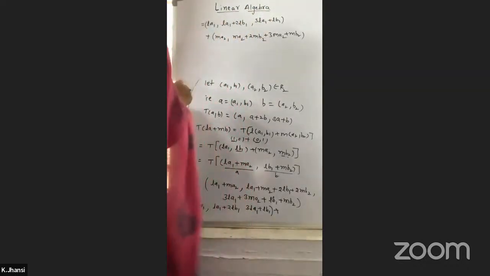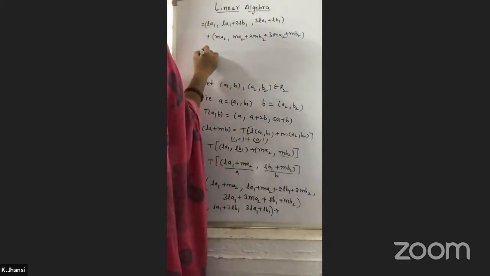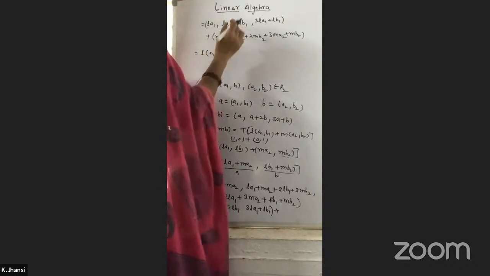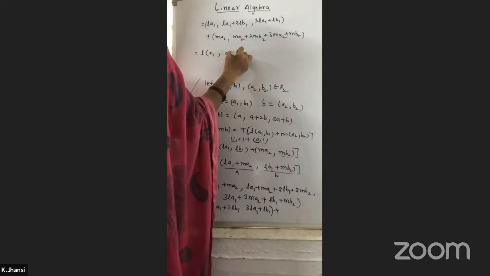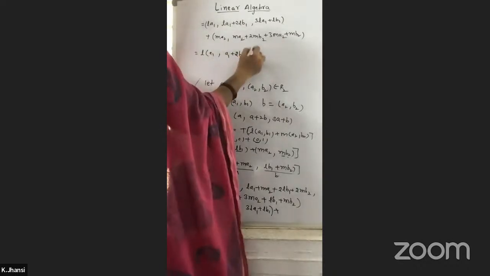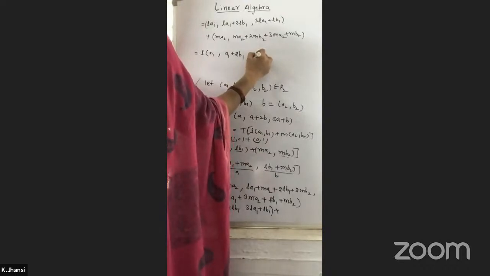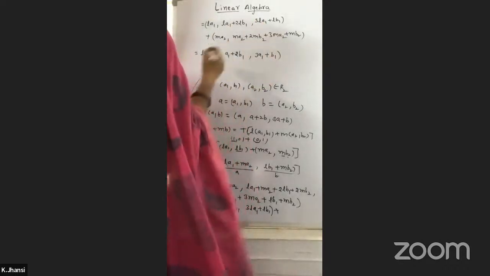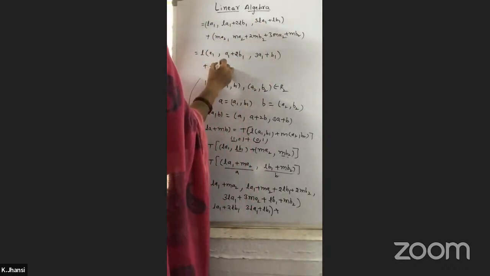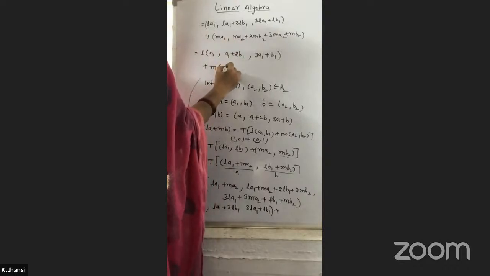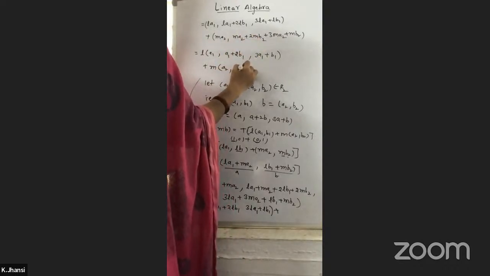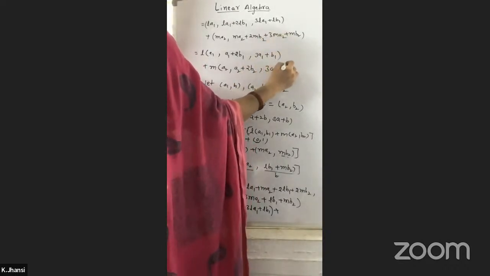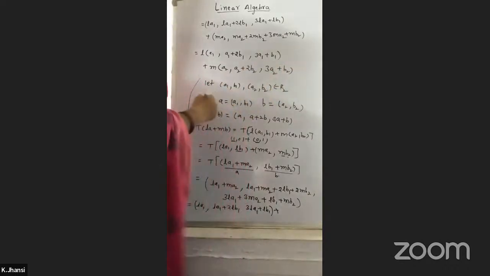From here, you take L common. What you'll get if you take out L common? (A1, A1 + 2B1, 3A1 + B1). Plus, if you take M common outside, that is (A2, A2 + 2B2, 3A2 + B2). Okay.